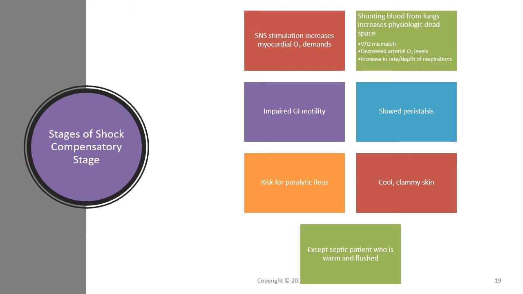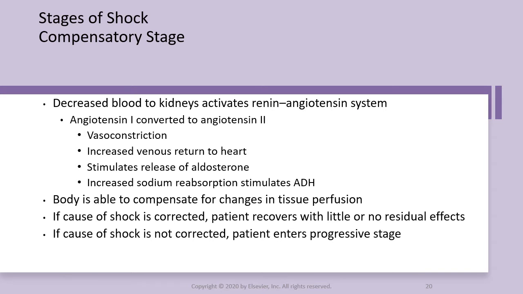The decrease in blood flow to the GI tract results in impaired motility and slowing of peristalsis. This increases the risk of a paralytic ileus. Decreased blood flow to the skin results in the patient feeling cool and clammy. The exception is the patient in early septic shock, who may feel warm and flushed because of a hyperdynamic state.